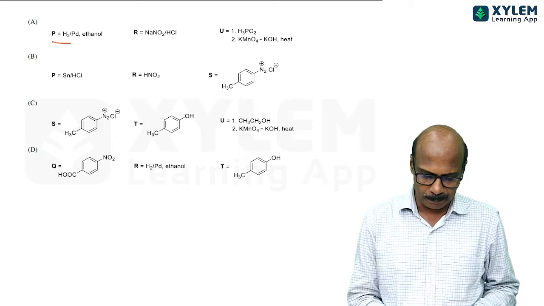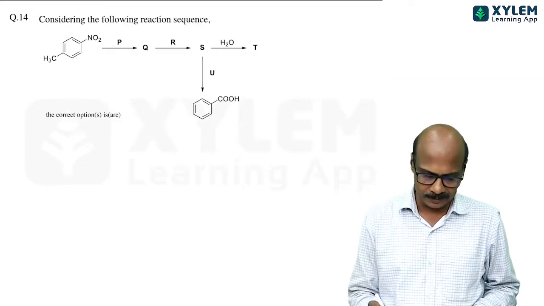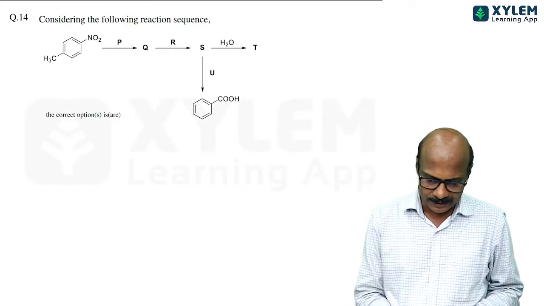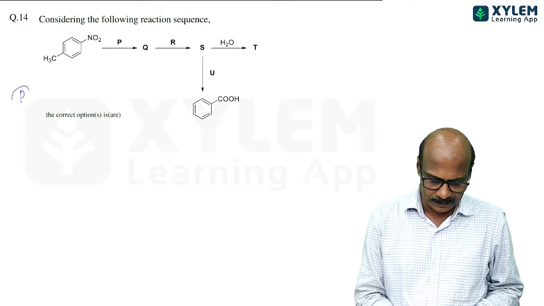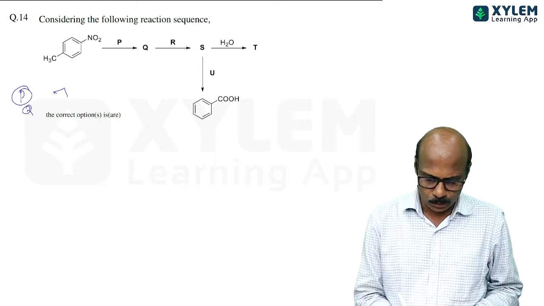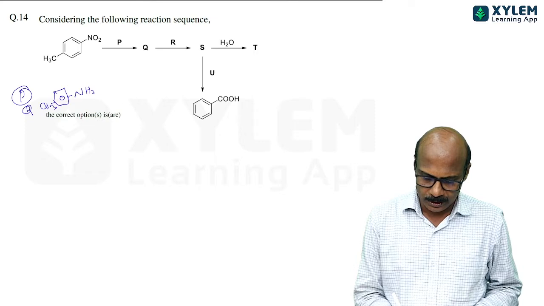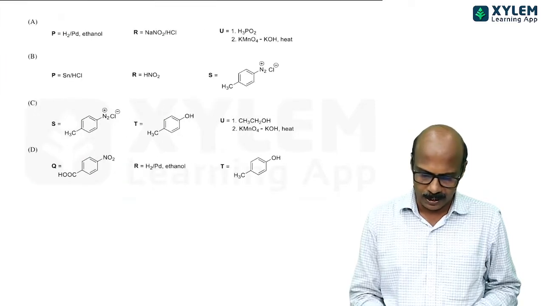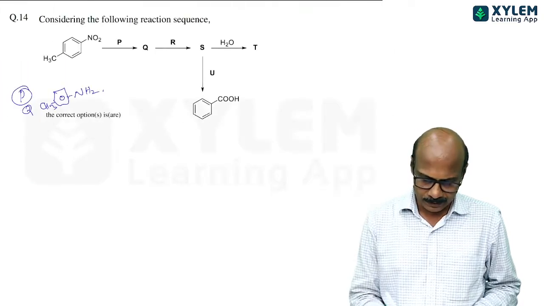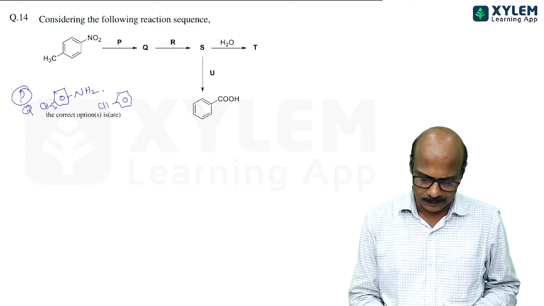First option says P can be catalytic reduction. See, if P is catalytic reduction, what is expected? If P is catalytic reduction, the expected product Q can be what? Q can be para-toluidine. When it is subjected to R, what is R given? Diazotization. Then what can be S? S can be diazonium salt.